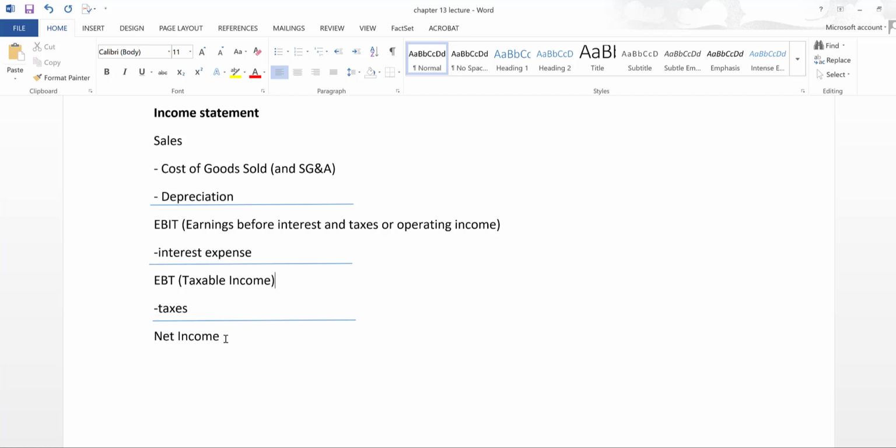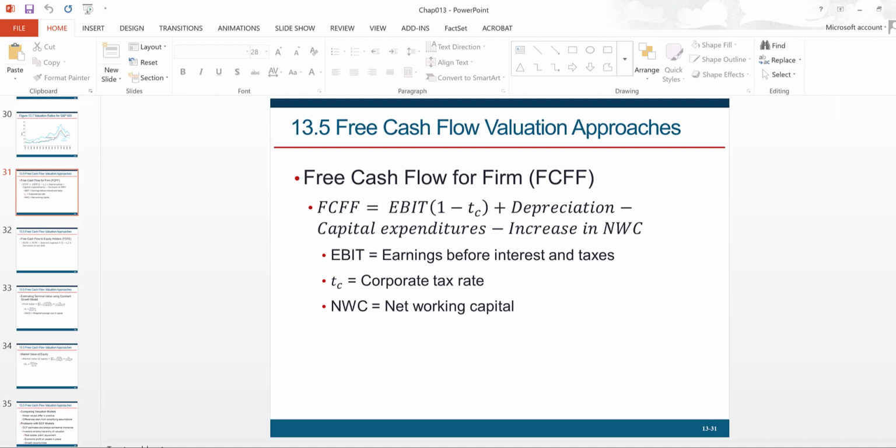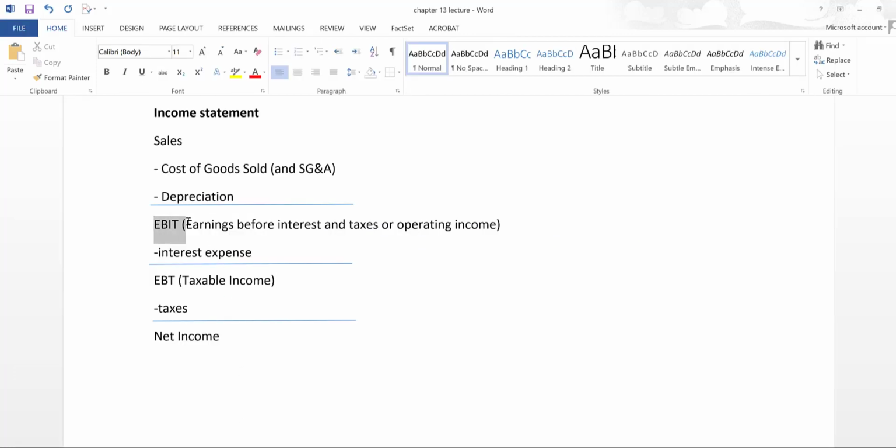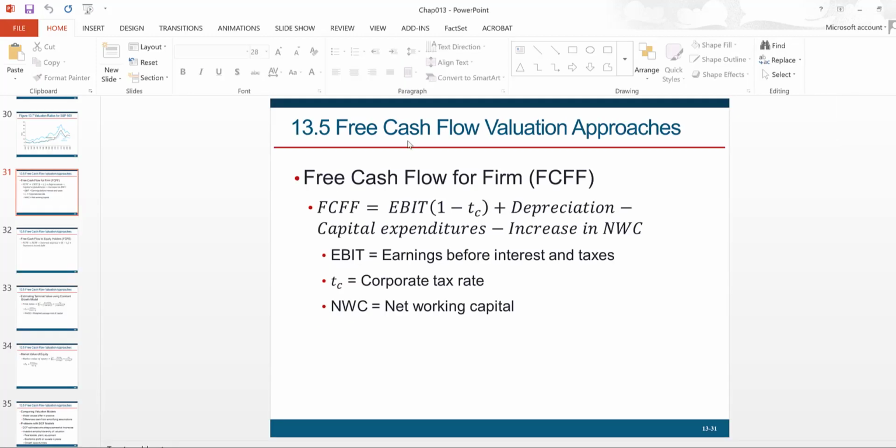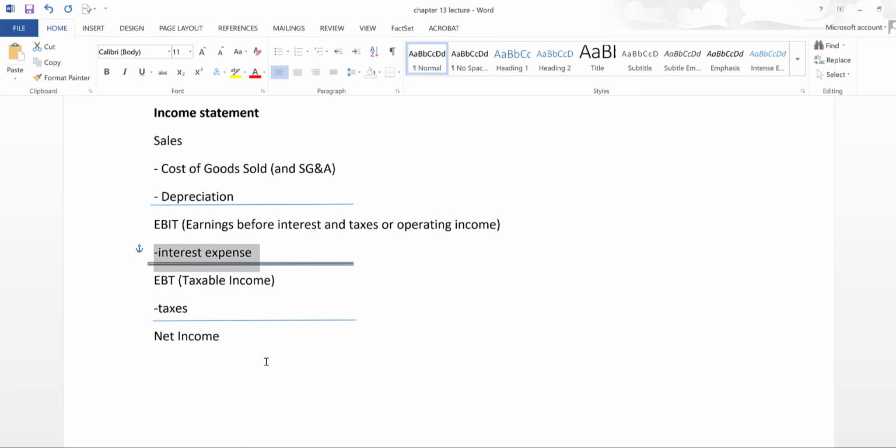From your taxable income you deduct taxes, and then you arrive at the net income. Okay, so in this equation that we are looking at for the free cash flow, we start with EBIT. We skip over interest expense. I'll talk about that in a minute, why we are skipping over interest expense, and then we directly adjust for taxes. So EBIT times 1 minus the tax rate. So that's the first term. So far what we have done is we have accounted for taxes starting with EBIT. We skipped the interest expense here.